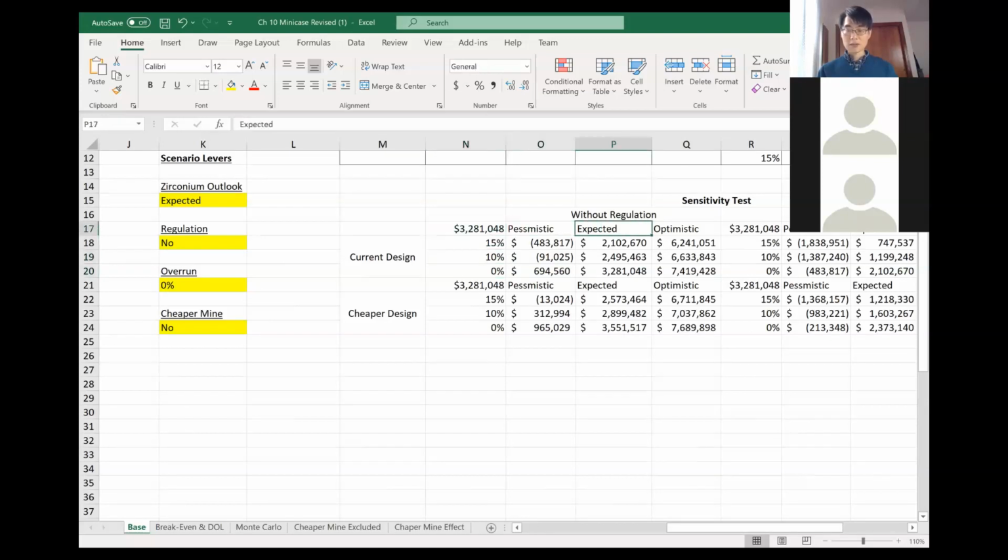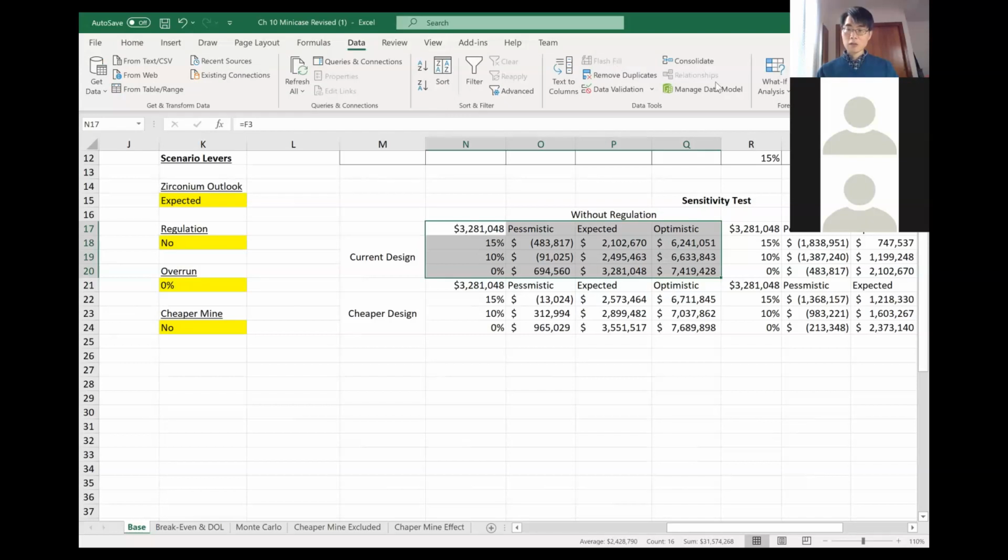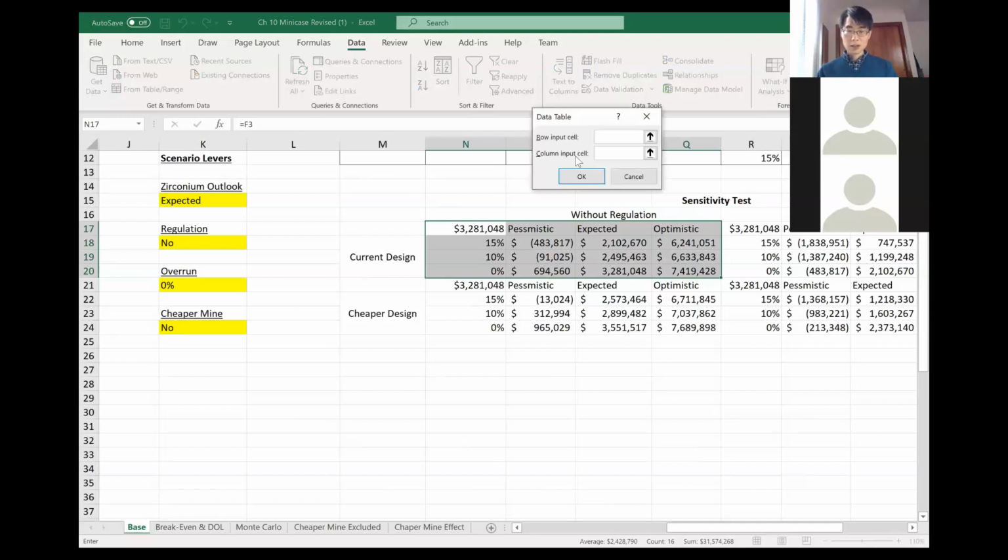And pessimistic, expected, optimistic, right? So when we use the table function, the first thing that we have to do is select the table, including the labels, and go to Data, What-If Analysis, Data Table. And now we have the row input cell and the column input cell. The variable at the top is the row variable.